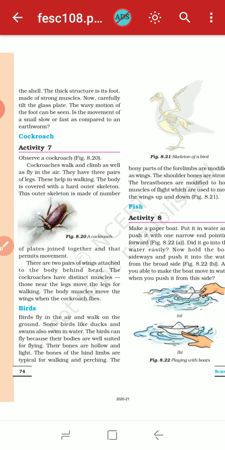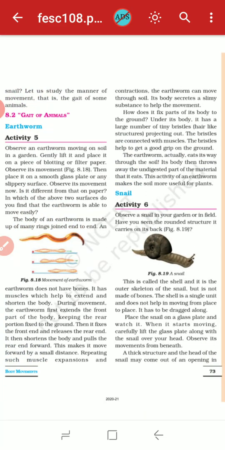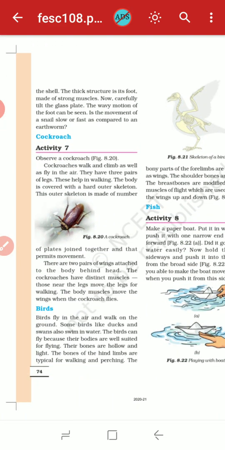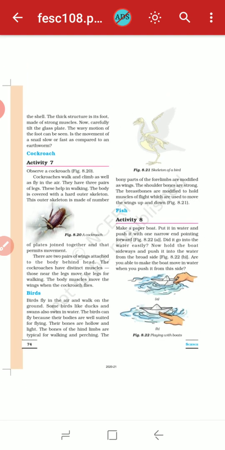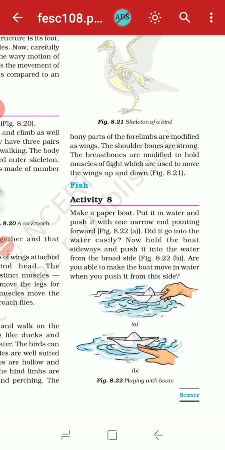So, dear children, yesterday we have seen the movement of earthworm, snail, cockroach, and birds. Now, today we are going to discuss the movements of fish. For this, you have to do activity number 8.